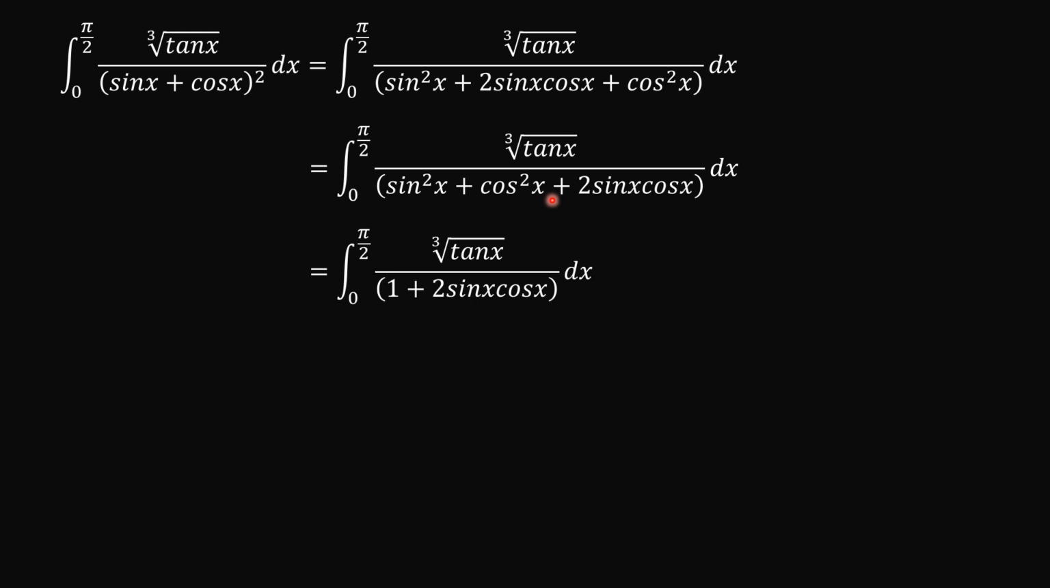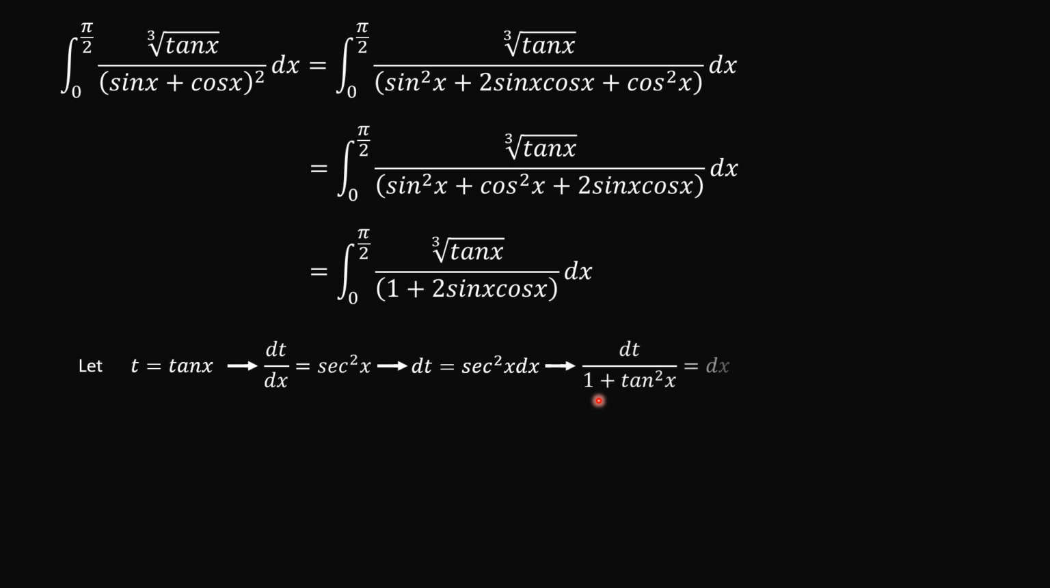Now, we can substitute for tan x by saying let t equal tan x, and therefore dt dx is equal to sec squared x, such that dt is equal to sec squared x dx. Using the identity, sec squared x equals 1 plus tan squared x, that becomes dt over 1 plus tan squared x is equal to dx. Now substituting for tan x with t, we have dt over 1 plus t squared equals dx.